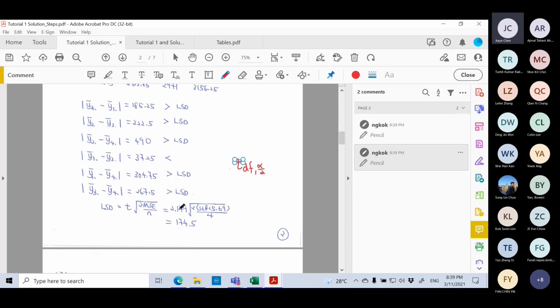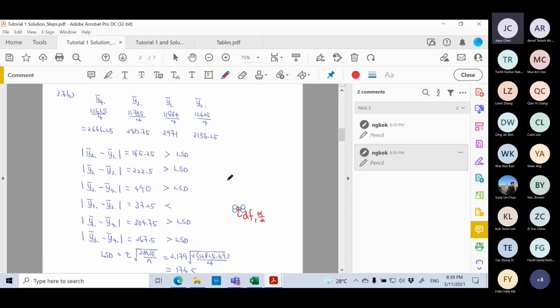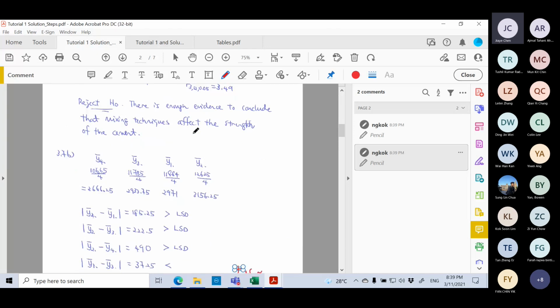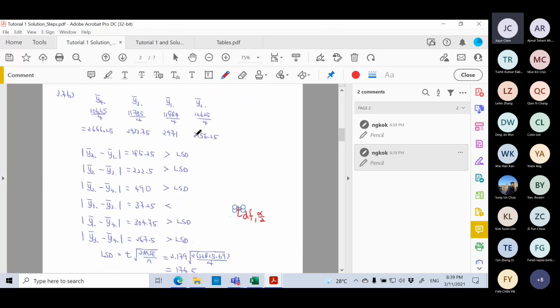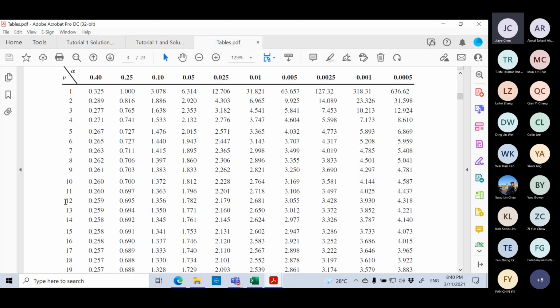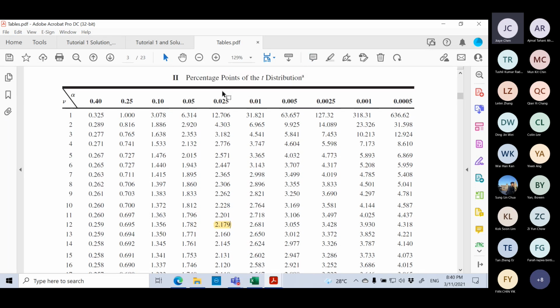The t value 2.179, I get it from the degrees of freedom for error, which is 12. The value is from t with 12 degrees of freedom, because it refers to the degrees of freedom for error. Let me see the table here. I refer to the degrees of freedom number 12 here, and this is the value. I set the alpha as 5%, so I refer to alpha 0.025.